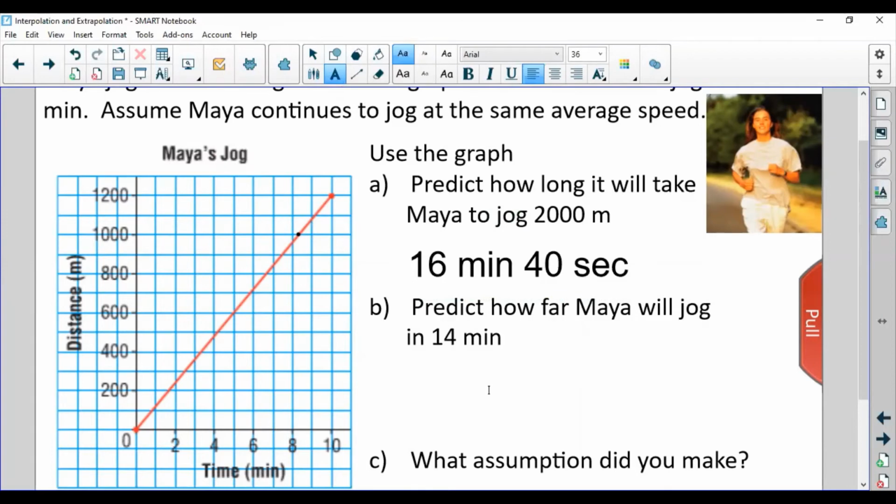Predict how far Maya will jog in 14 minutes. I'm going to use that same trick. I'll find out how far she jogs in 7 minutes and then double it. So at 7 minutes, she jogs roughly 820 meters. So if I double that, I get 1,640 meters.